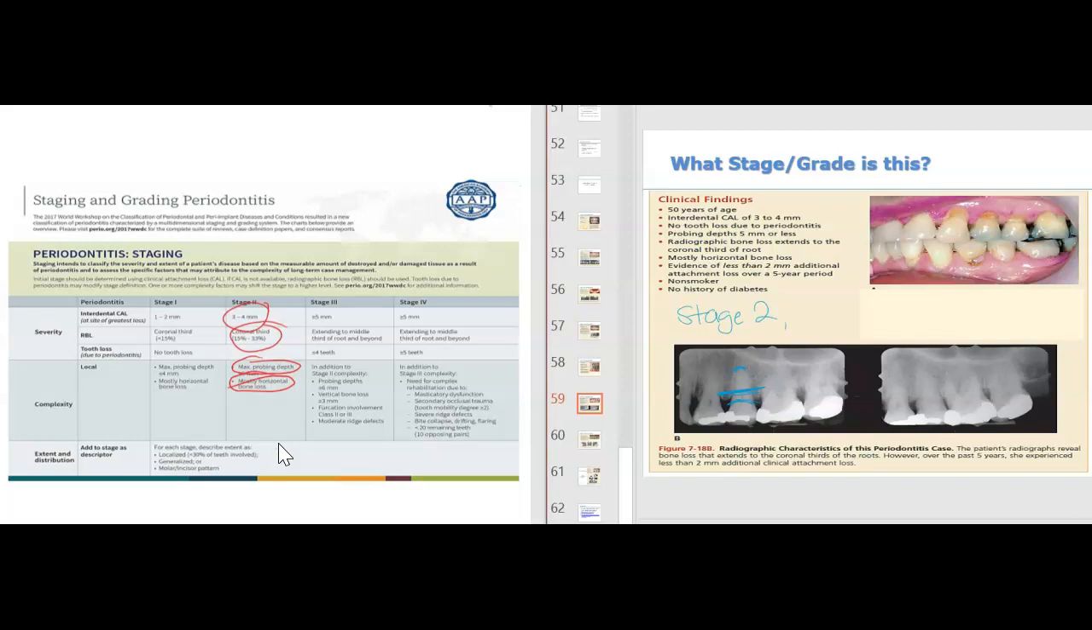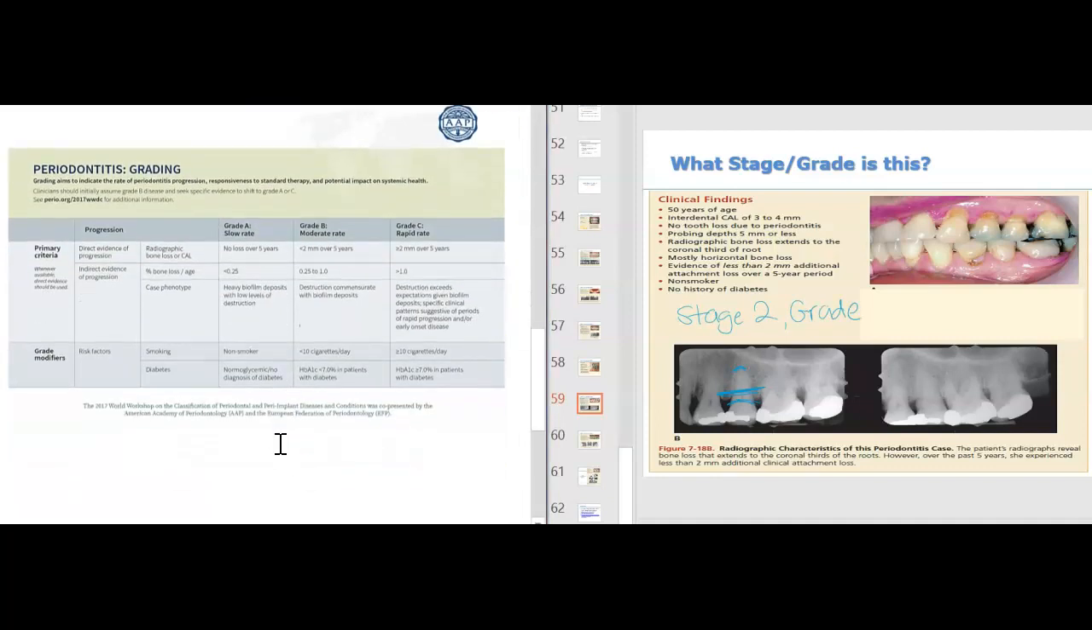The next thing we've got to figure out is, what grade is he? So let's look at the grading. The first thing we're going to look at is his radiographic bone loss, or CAL, and the bone level. Has he lost bone over the past 5-year period, and has it been 2 millimeters or less, or more than 2 millimeters? It says here less than 2 millimeters, so that's what I'm going to circle.